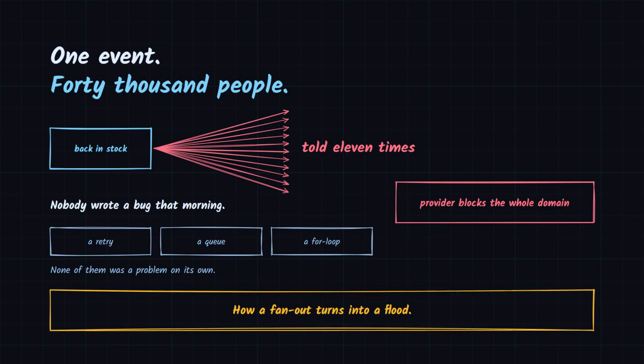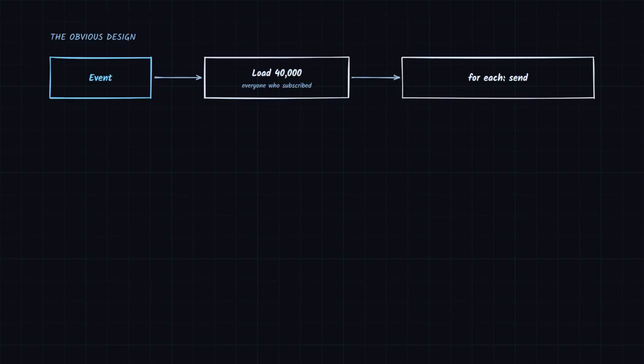So let's look at how notification systems actually break, and the design that keeps a fan out from turning into a flood. The obvious design is a loop. An event arrives, you load everyone who subscribed to it, and you send them each a message. It works perfectly in testing, because in testing the list has 4 people in it.